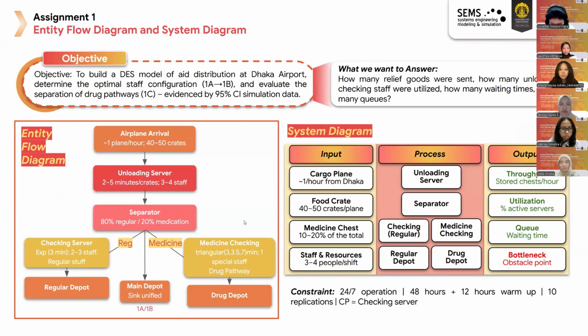Here is the intended flow diagram and the system diagram. Cargo planes arrive, crates are unloaded, checked, and then stored in depots. In assignment 1C, medicine and regular goods follow separate inspection paths. Our objective is to evaluate throughput, utilization, queues, and waiting time.